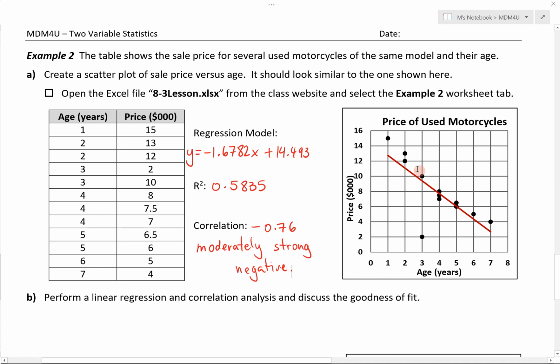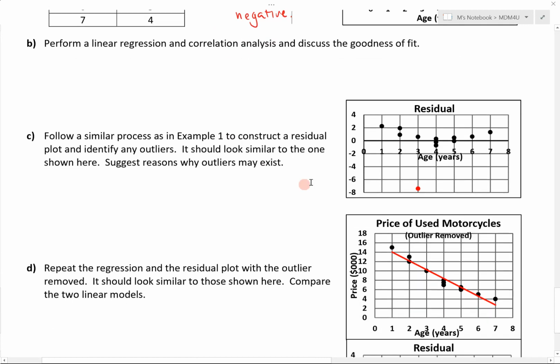So, I'm going to say it's not a really good fit model. Now, part C. Follow a similar process as in example 1 and construct a residual plot and identify any outliers. So pause the video for a moment, create a residual plot. Okay, so your residual plot should look something like this.